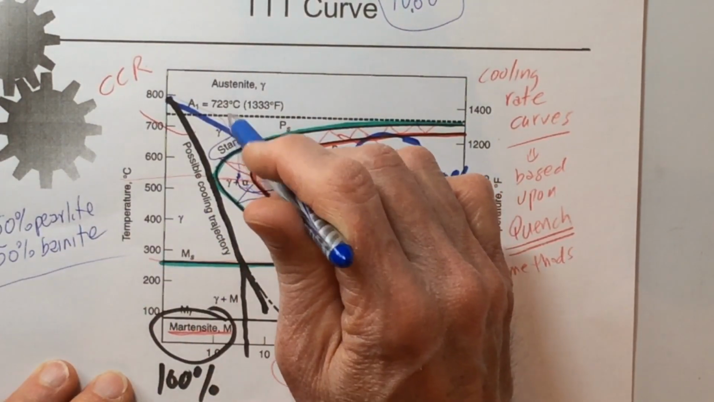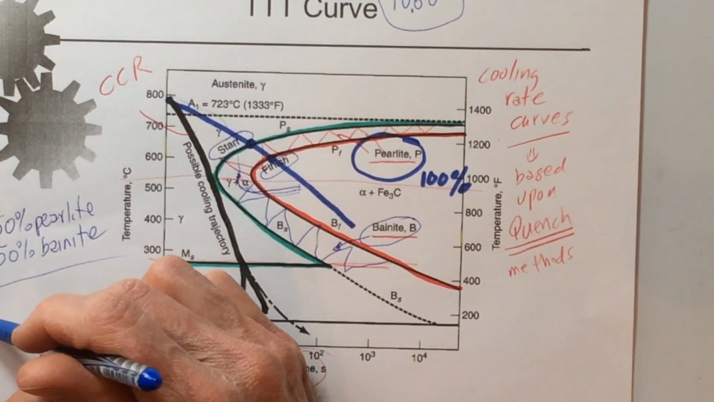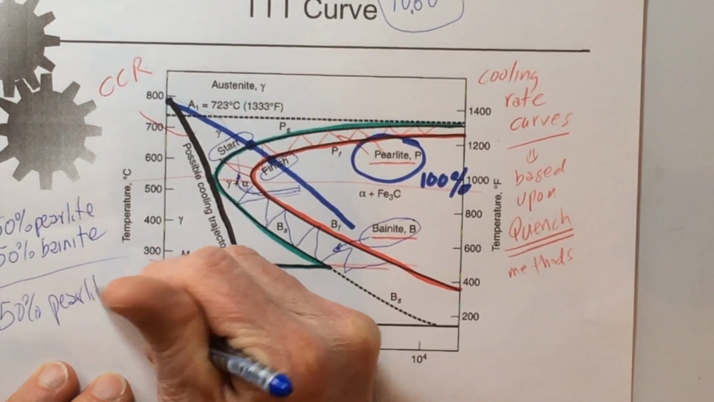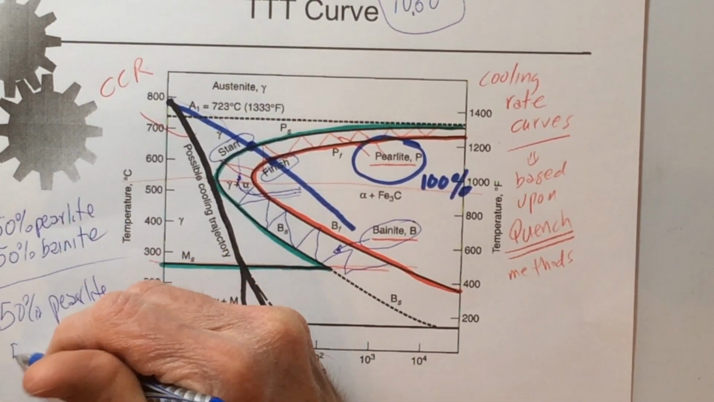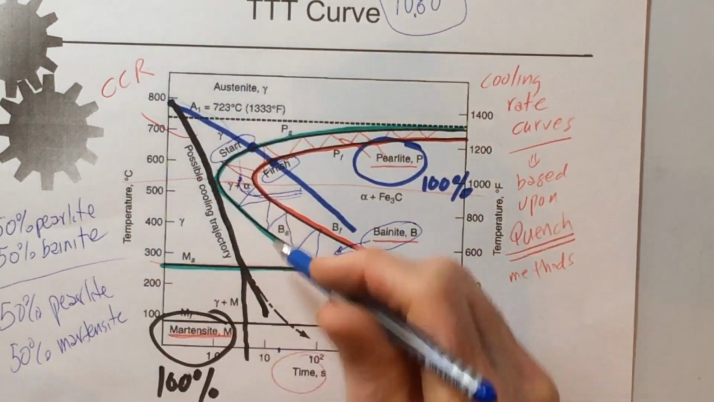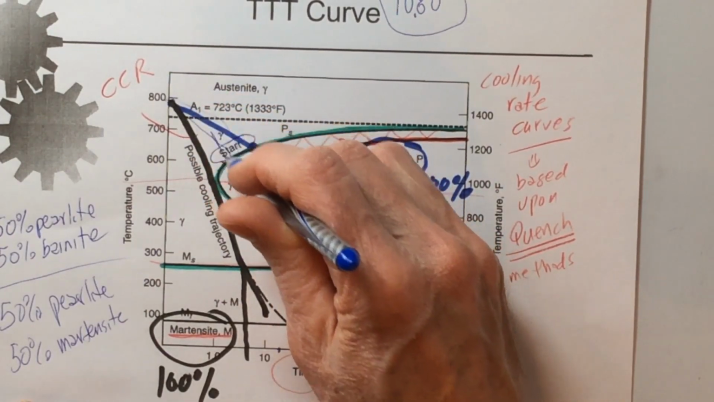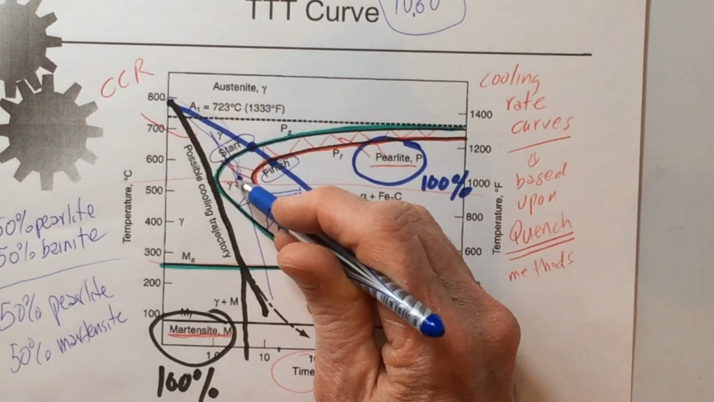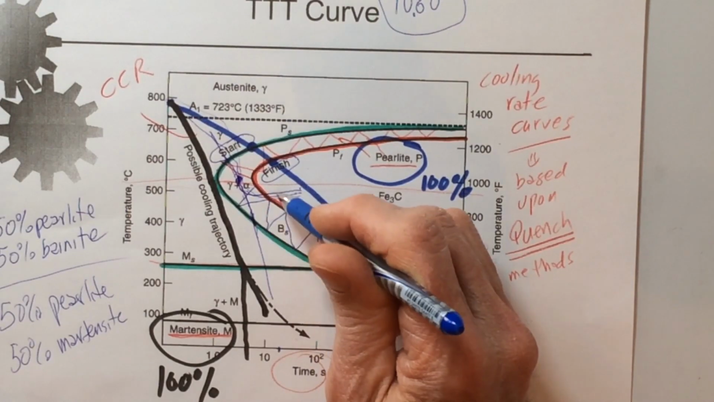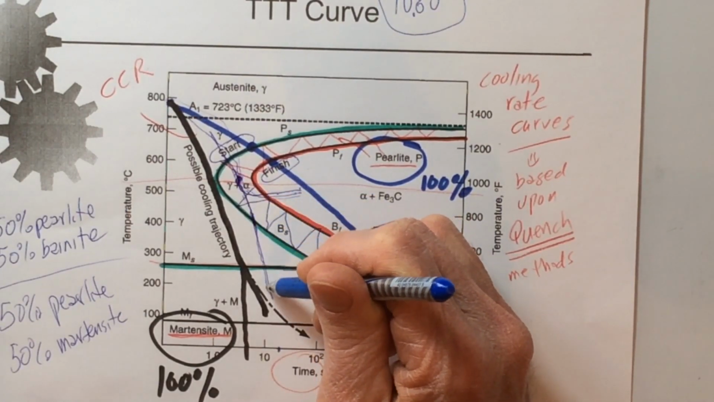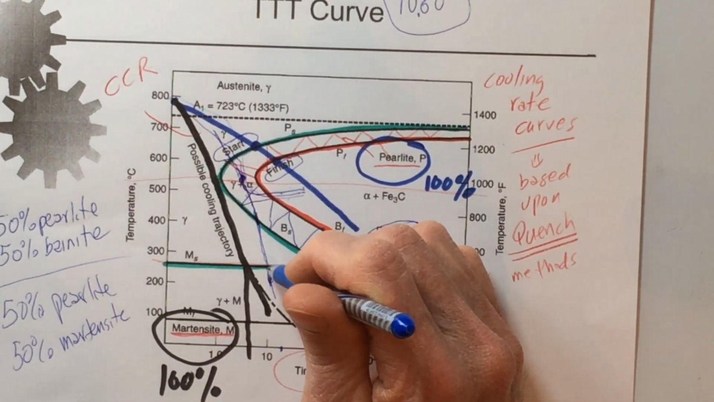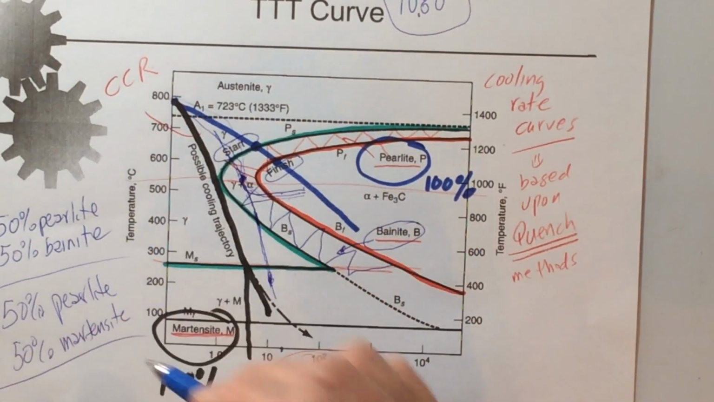You could also get another possibility, 50% pearlite and 50% martensite. Okay, by coming in here and then just continuing down, and you got about 50% here, and it never goes out here. So this goes through a starting line, not a finishing line, so it bypasses this and goes into martensite. So whatever the maximum percentage you got here would be the leftover. The conservation of mass would be the leftover, and call that martensite.